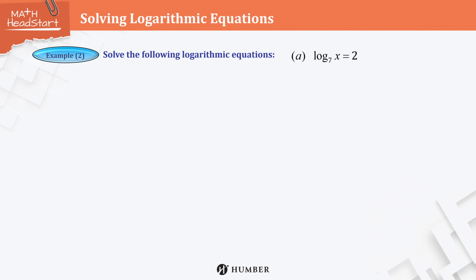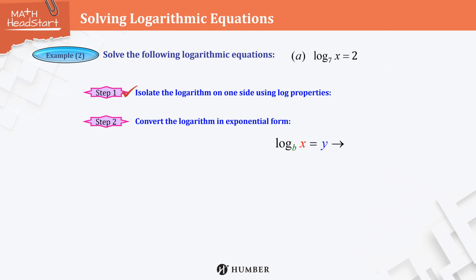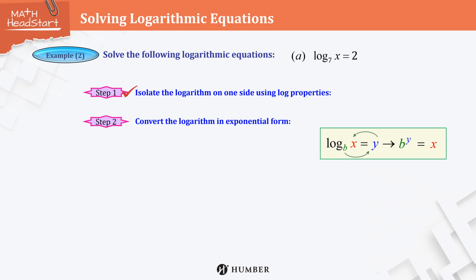Let's move on to another example. This equation has a logarithm on the left, but the other side is a constant. So the first step is already checked. For step 2, convert the logarithm into exponential form. Take the base to the power on the other side. Then that answer should be equal to the argument x on the same side.